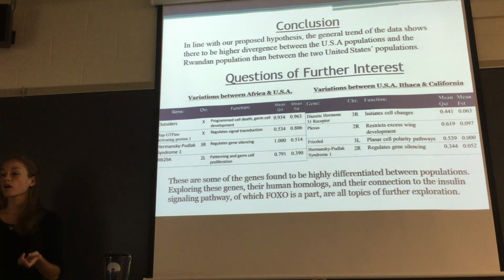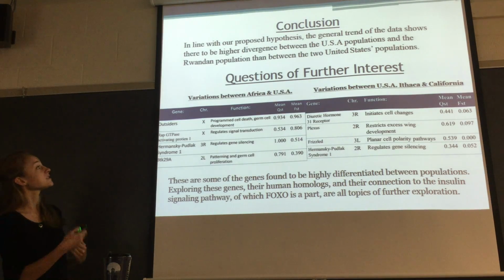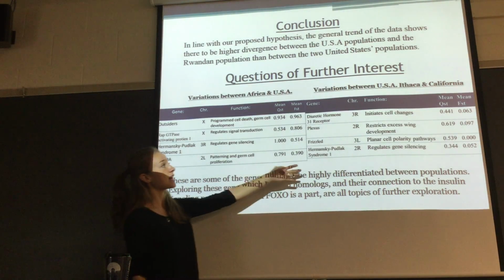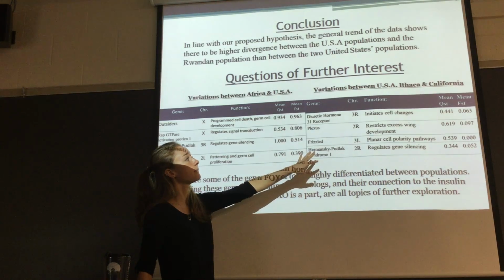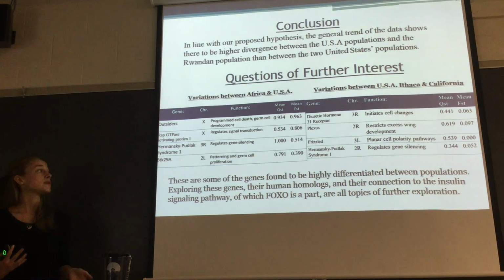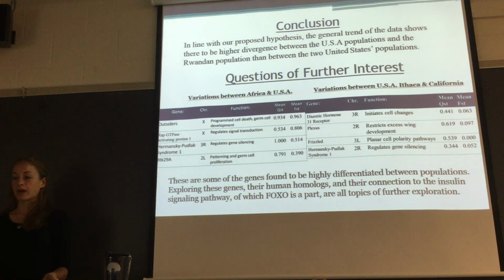And then furthermore, we went to Flybase and we looked up the genes that had particularly high rates of divergence. And you can see those pictured here. And this is high rates of divergence between Africa and the US. And this is high rates of divergence between the US, Ithaca, and California. And so what you can do with those genes going forward is you can ask why they're highly differentiated between these populations, and then you can use these genes, their human homologs, and their connection to the insulin signaling pathway of which FOXO is a part, and you can use these for further exploration and questions.